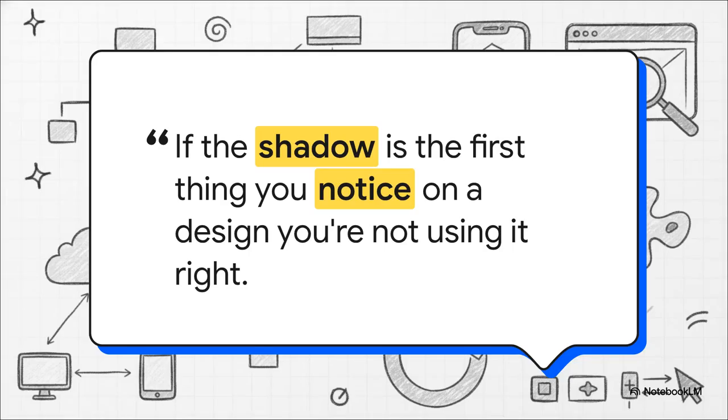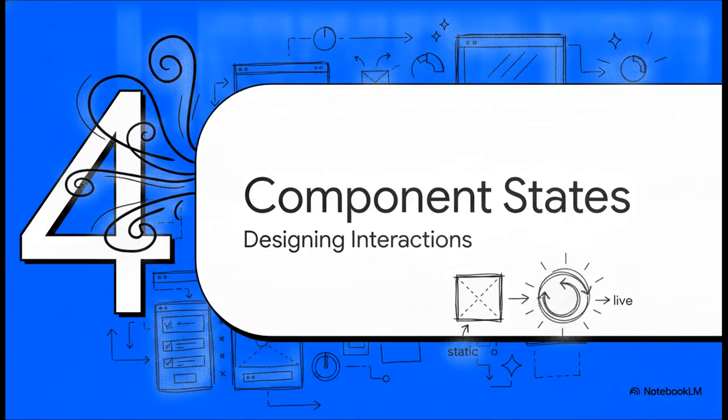Now, flipping back to light mode for just a second. Shadows are your ultimate depth tool there, but as this quote brilliantly points out, if the shadow is the first thing you notice on a design, you're not using it right. Amateurs use these harsh, dark shadows. The pros, we dial up the blur drastically and knock way down on the opacity so the shadow feels natural, soft, and completely subliminal. Moving right along to Part 4, Advanced Component States.